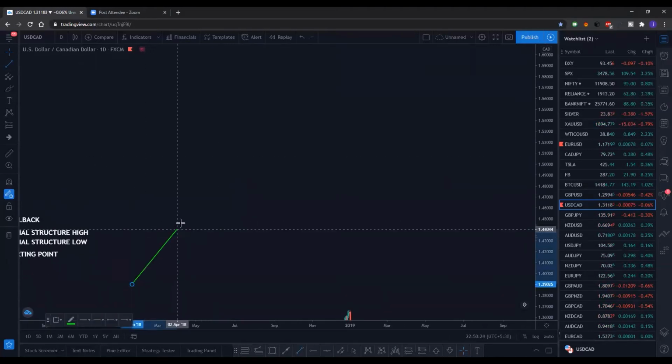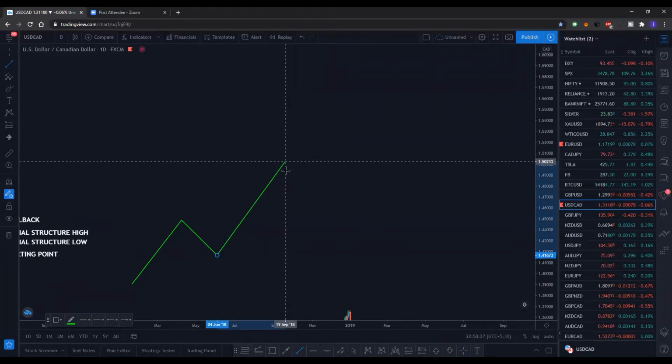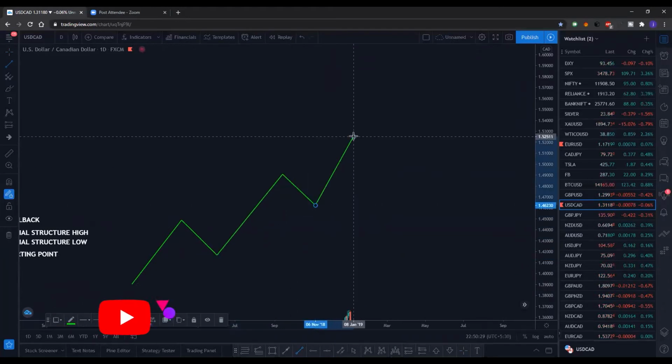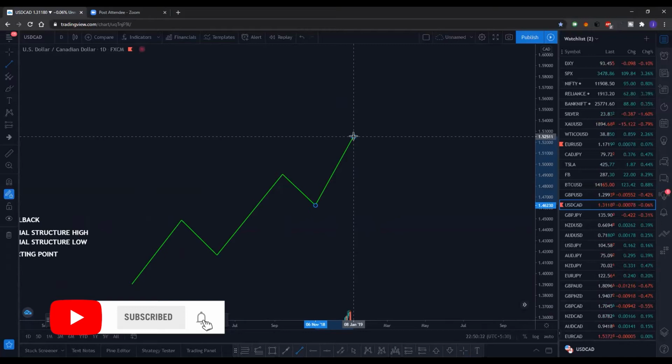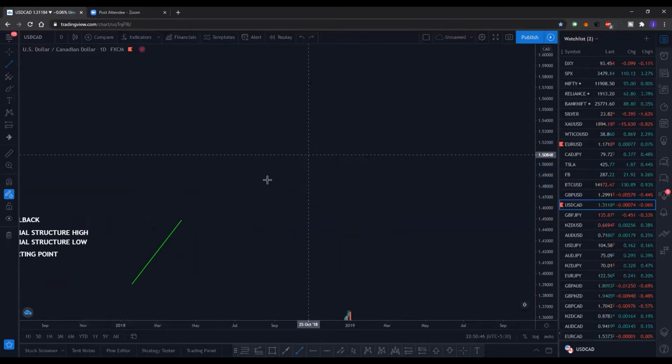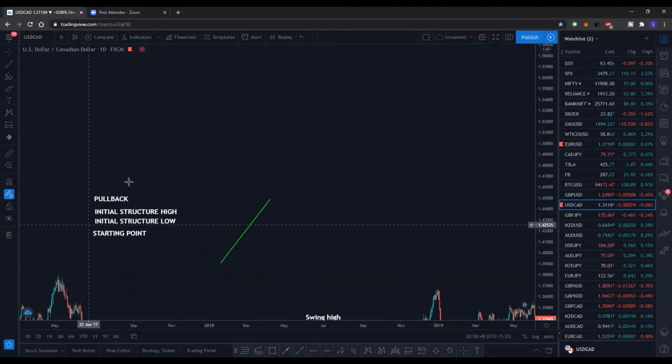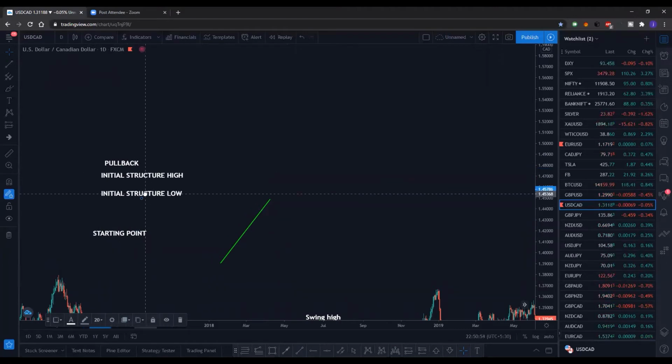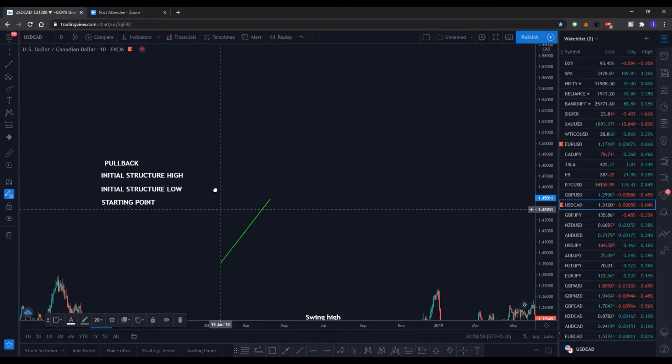Everybody knows that when the trend starts, it always goes like this. If we add some rules to it, then it becomes easier. The rule I'm talking about is that we need at least a 3-point move. So what is a 3-point move? Let's take an example. I already mentioned some points over here. These are the different points which we require when it comes to a trend.